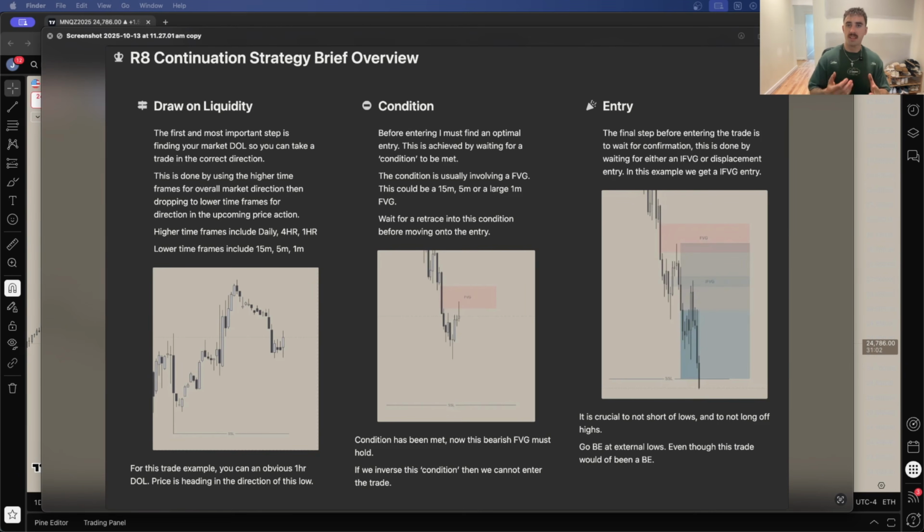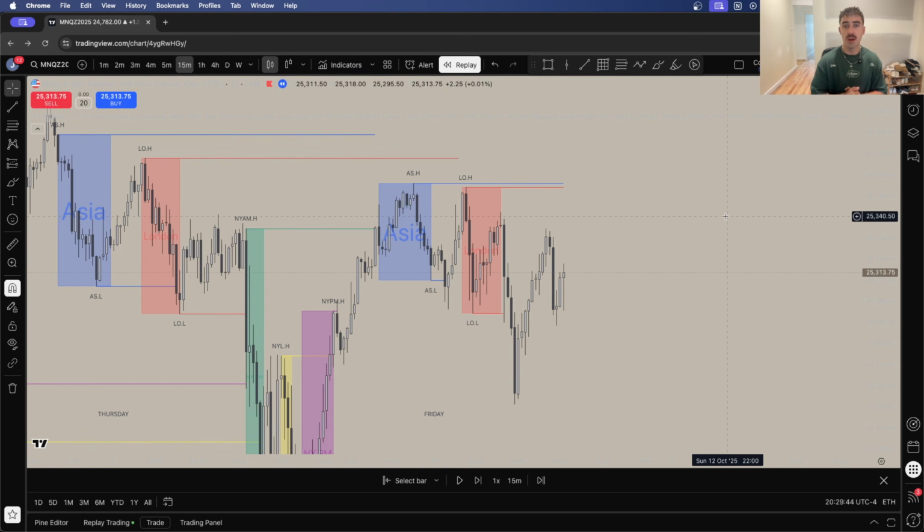So basically how I look at the market is, are we displacing towards an hourly high, or are we displacing towards a 4-hour gap that has been untapped? Are we drawing towards, let's say, a session high, session low? It all depends on where the market's at, but you have to find your draw on liquidity. So I'm going to be using Friday's trade as my example for this trade setup.